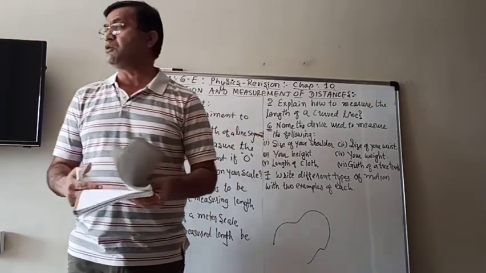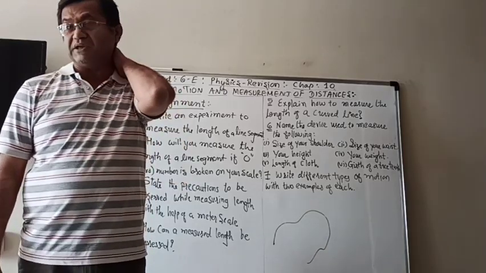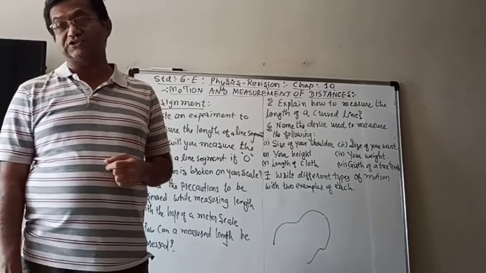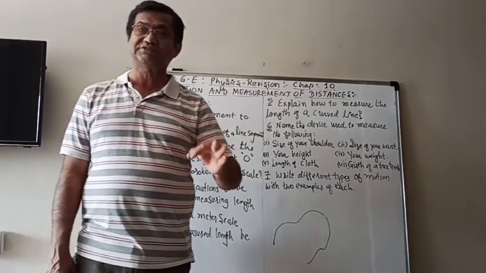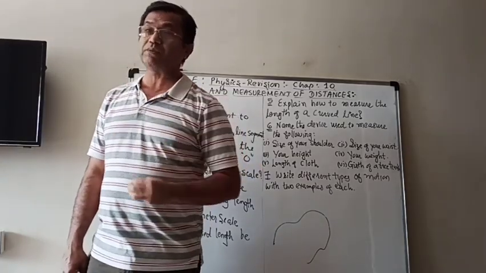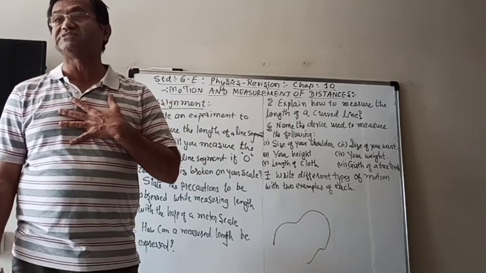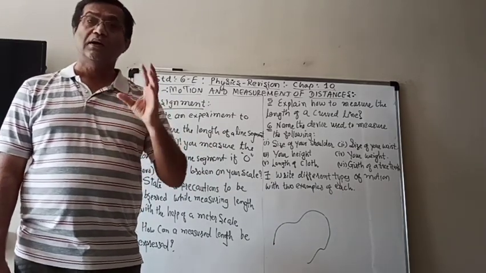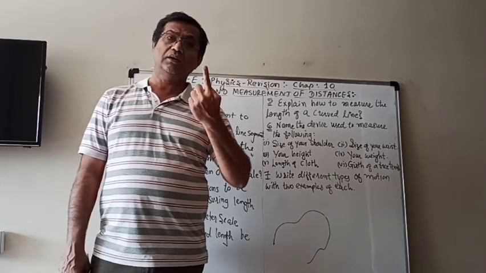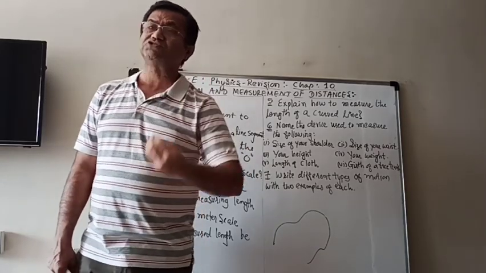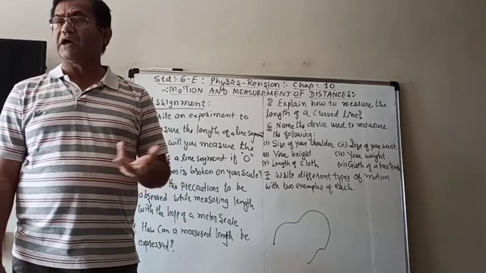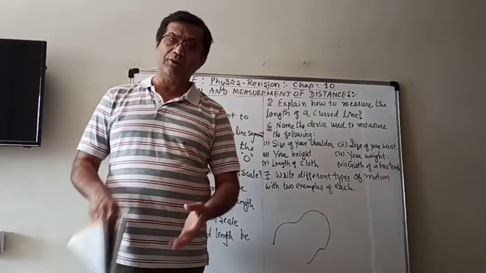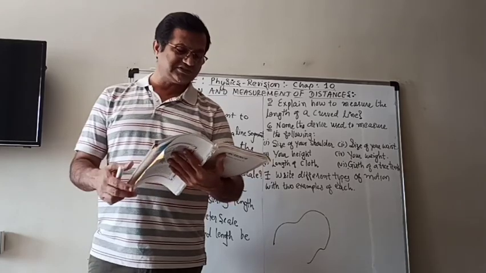Then some motions are periodic motions, meaning that after the same interval of time they repeat the motion. That type of motion is known as periodic motion. For example, our heartbeats. Similarly, the motion of clocks, I mean the hands of the clock, they always repeat in the same time.